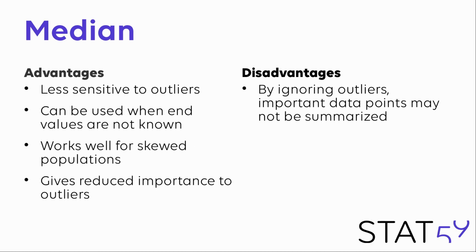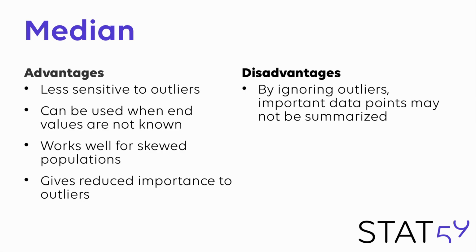What's the advantage of the median? Well, it's much less sensitive to outliers. For instance, as we talked about, if our simulated patients were all teenagers and one of them was 100 years old, our median would actually be in the range of teenagers. It can be used when the n values are not known for censored data, works very well for skewed populations, and it gives reduced importance to outliers.